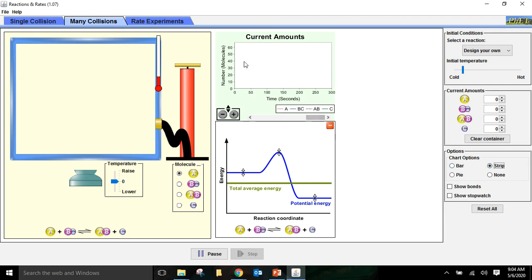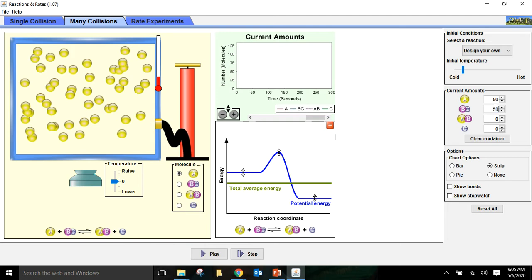Now, cool thing about this is I can clear my container and use a more important tool that scientists use called a strip chart, right? So if we look at this strip chart, one of the neat things about it is that it gives us the ability to look at how many particles are there. So I'm going to pause it, throw in 50 and 50, keep the same reaction according to my energy diagram, right? And I'm going to let it play.